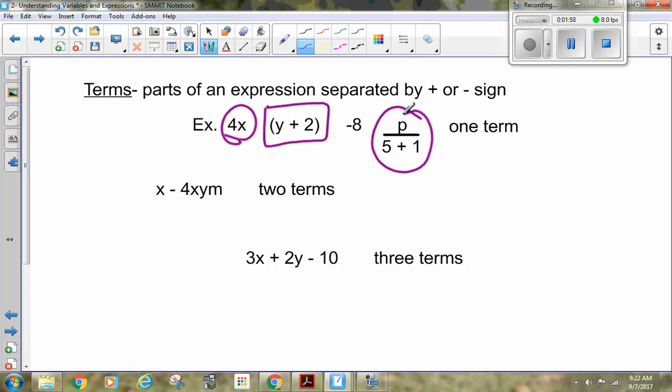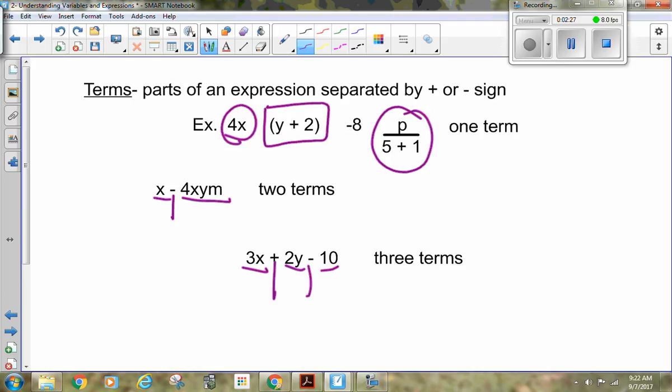If we look at the next example, we have two terms. We have just our x is one term, and then 4xy is another term, because they're separated by the subtraction sign right there. Okay, 4xym has 4 factors, but it's one term. And then our last one here, we have 3x, 2y, and -10. They're separated by these signs here, so that makes them individual terms.